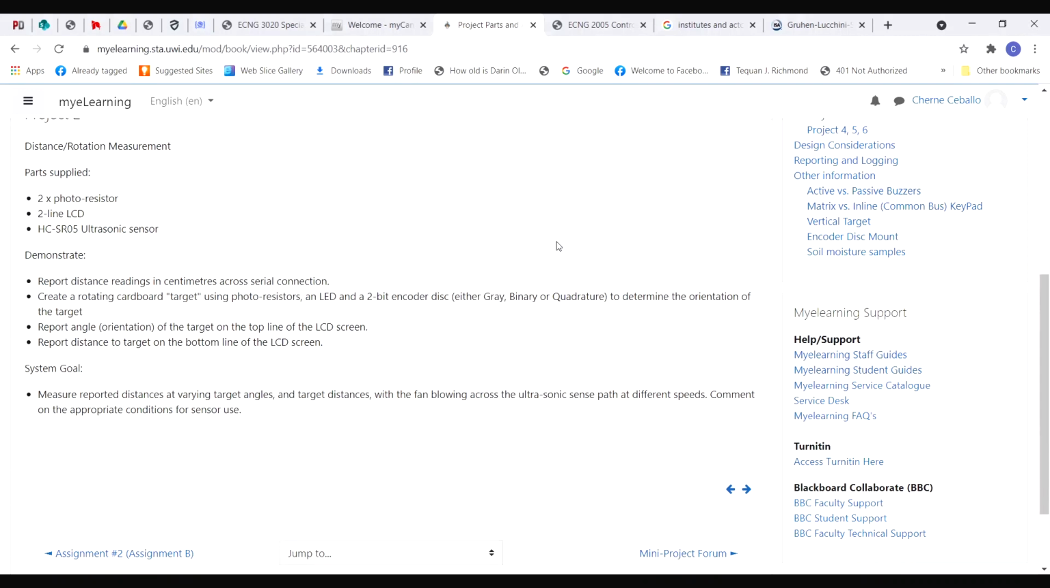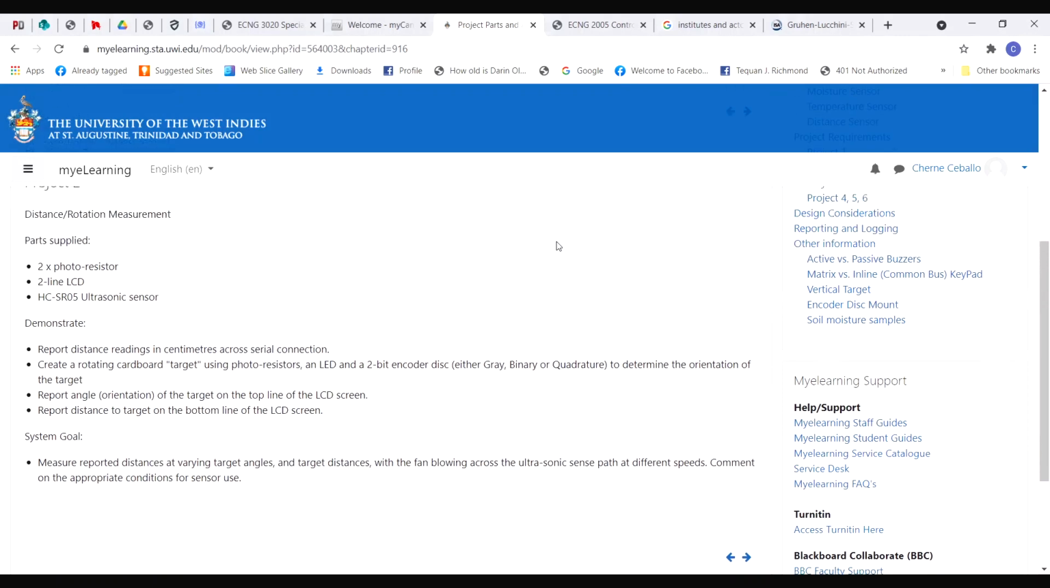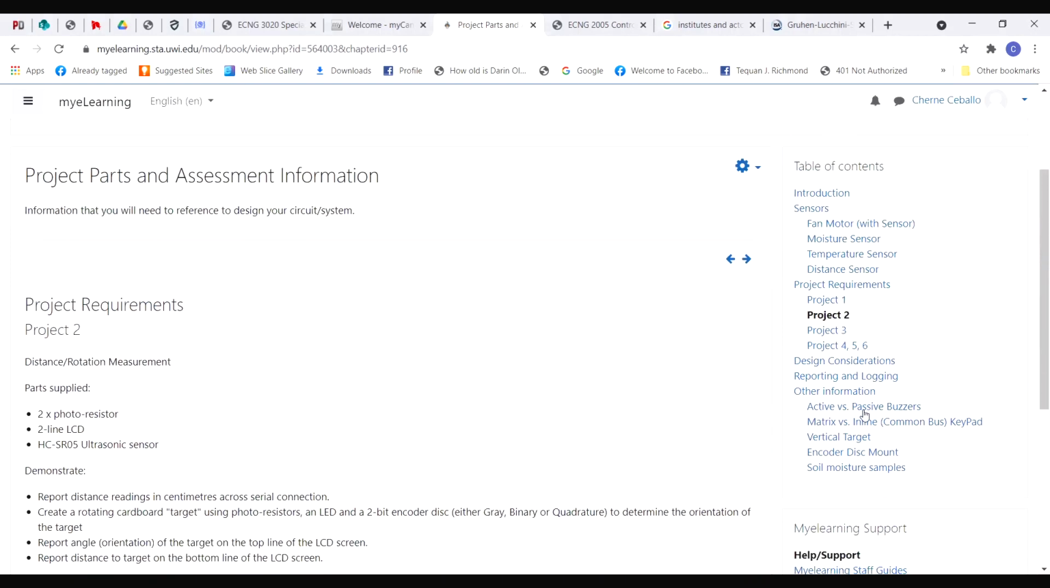All right. And then the cardboard target, well, you'll need to get some cardboard and put it together, right? You'll see some other information for how you could potentially build the target and the mount for the encoder disk. You see it on the right-hand side under other information. You should be able to build it with things you have at home. Vertical target and encoder disk mount.